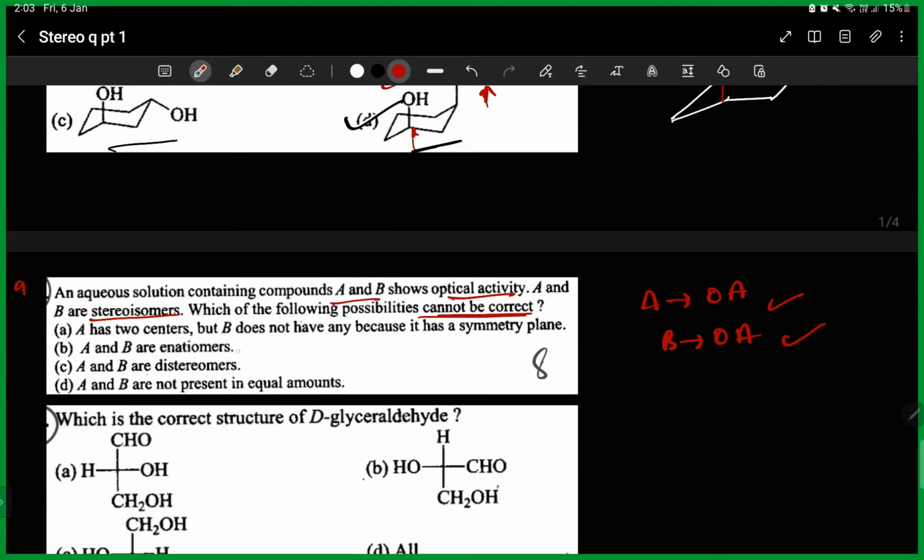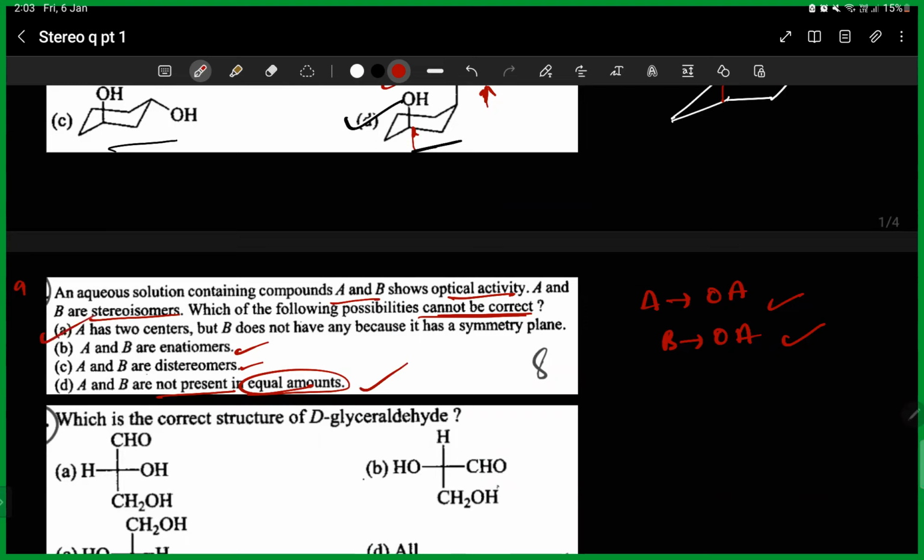A and B are enantiomers. Yes. A and B are diastereomers. Yes, maybe. A and B are not present in equal amounts. Yes, they should not be present in equal amounts. When they are present in equal amounts, they become racemic mixtures. Racemic mixtures are again optically inactive. So this is also correct. So the incorrect option should be A.